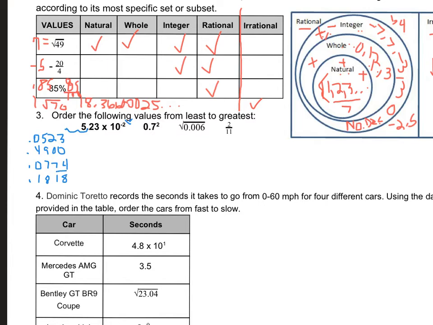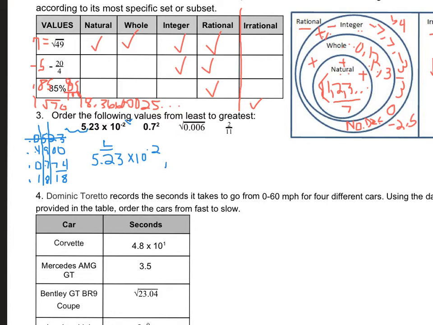So if I have to order these from least to greatest, I'm definitely going to start with my place value, okay? And I can see that 4 and 1 are greater than the 0, so I'm going to move over to my second place value, and 5 is smaller than 7. So that tells me that the smallest value has to be 5.23 times 10 to the -2. This is your smallest value, okay?